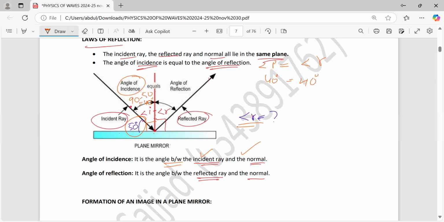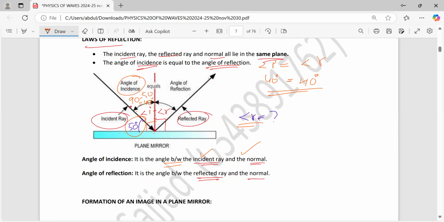It will also be equal to 40 degrees. Please, if anybody did not understand, you can ask me now. So remember, to get any angle in physics of waves, it should be from the normal to that ray. If it is the angle of incidence, it should be from the normal to the incident ray. If it is the angle of reflection, it should be the angle from the normal to the reflected ray. There is no other possibility here in physics of waves.